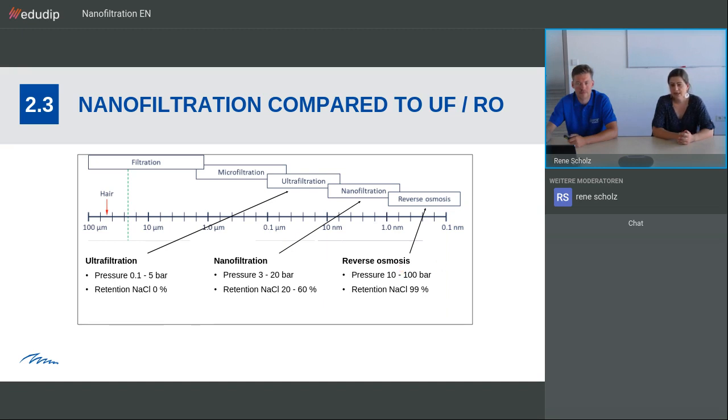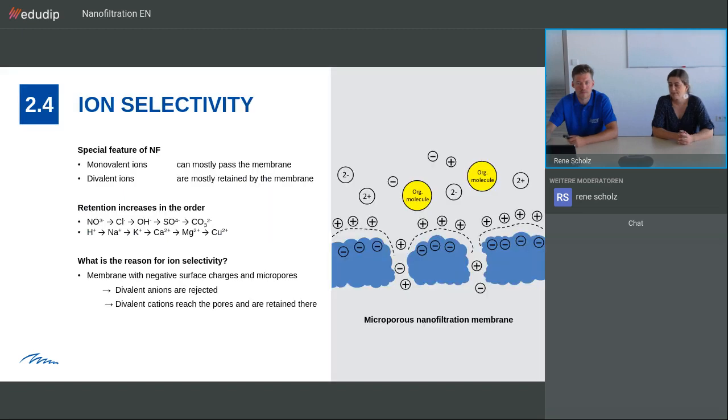Okay, that's the retention. Now let's have a look at the ion selectivity. We have seen nanofiltration removes 20 to 60%. Now that sounds like very little, really, right? You don't want a membrane that removes 20% only. But nanofiltration is special in the sense that it is selective for ions. You have monovalent ions, so with one charge only, like chloride, for example, which can mostly pass the membrane. That's why you get retention rates only in the range of 20 to 60% here. And then you have divalent ions, which are mostly retained by the membrane. So if you look at, for example, calcium or magnesium, you have retention rates higher than 90%.